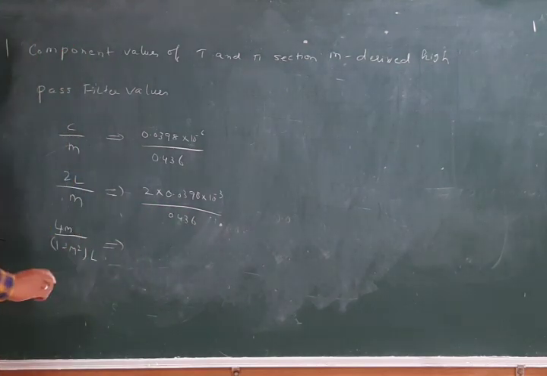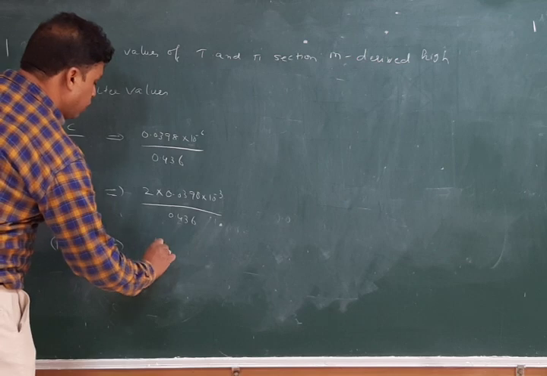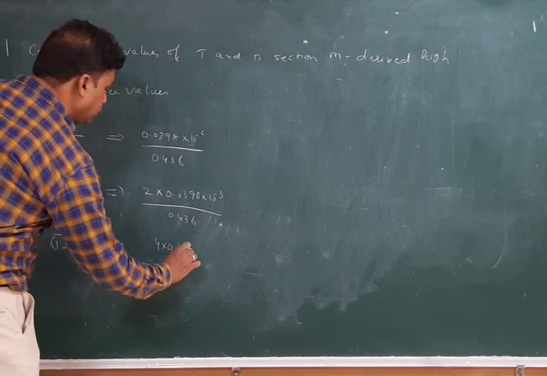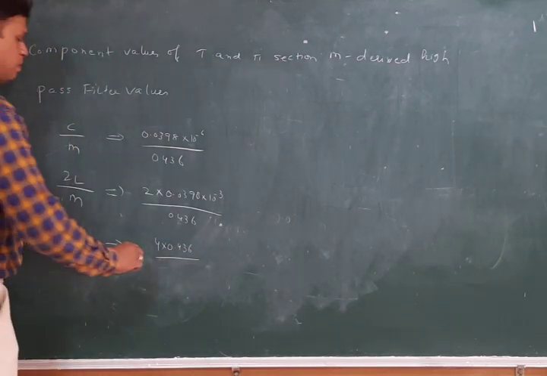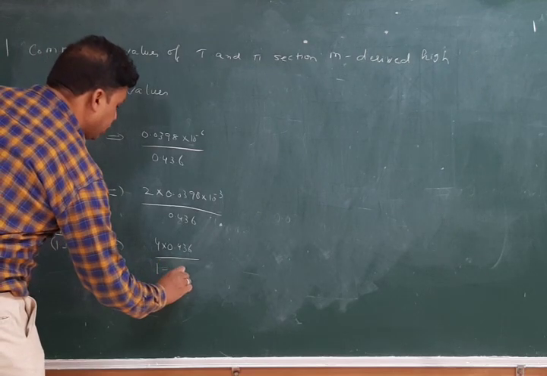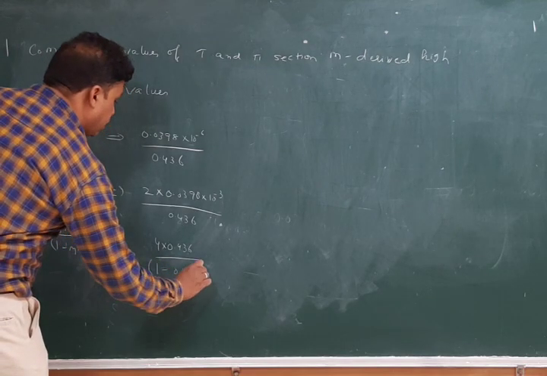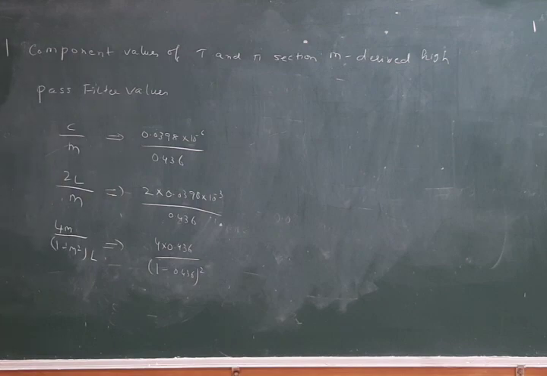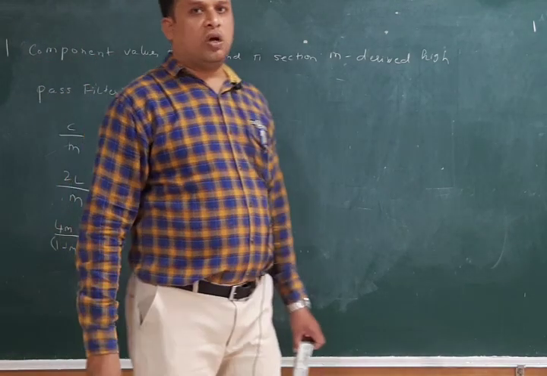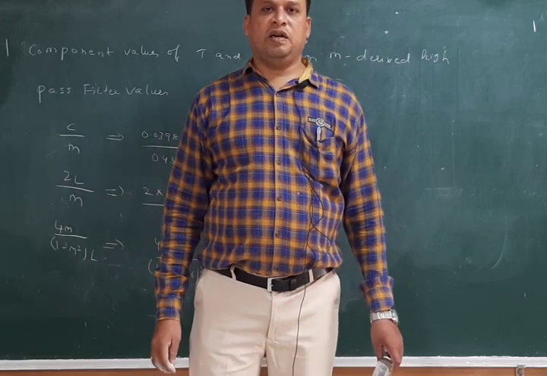And what is 4m by 1 minus m square? 4 into 0.436, divided by 1 minus 0.436 whole square. Once you get these values of C by m, 2L by m and 4m by 1 minus m square into L, you have to note them down, and from these values you have to draw the m derived high pass filter for the T section and pi section. Okay.